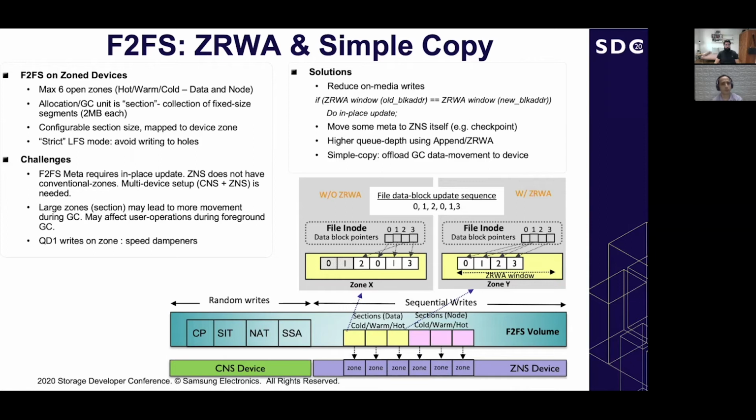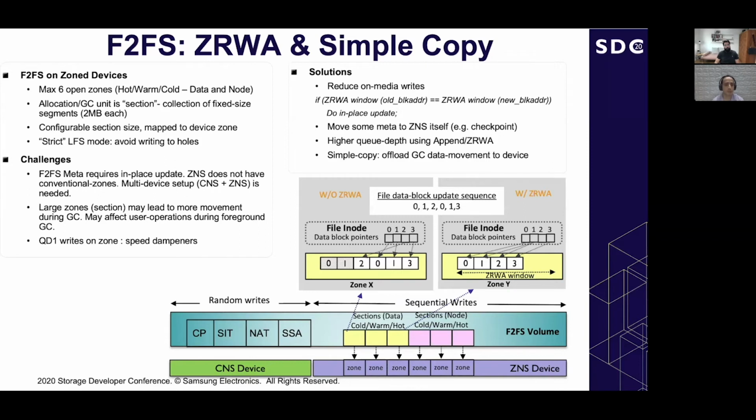Now, there are a couple of new problems with respect to GNS. F2FS metadata requires in-place update, and GNS does not really have any conventional zones, so a multi-device setup is required. And given the large zone size, it is possible that garbage collection takes more time, which can affect the user applications during foreground GC. And obviously QD1 writes are speed dampeners, be it during regular writes or during GC.